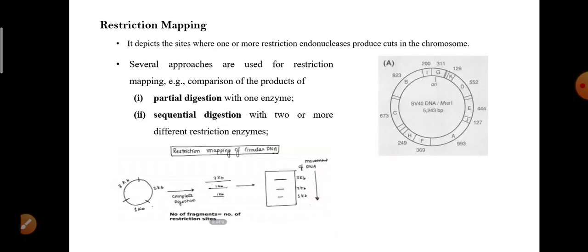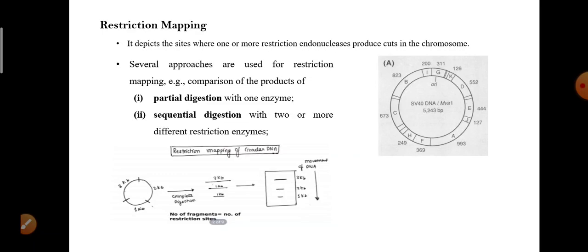In the next slide, it is restriction mapping. In restriction mapping, we use restriction endonuclease enzymes to map a particular vector or circular DNA, and it depicts the sites where one or more restriction endonucleases produce cuts in the chromosome. Several approaches are used for restriction mapping, for example, comparison of products of partial digestion with enzymes and sequential digestions with two or more different restriction enzymes. We can make this restriction map.